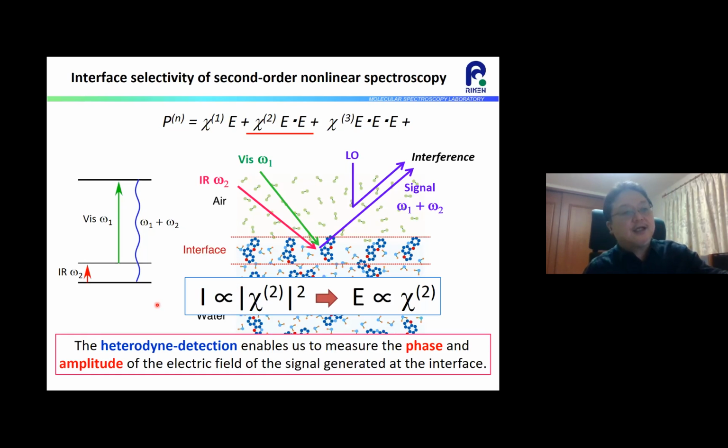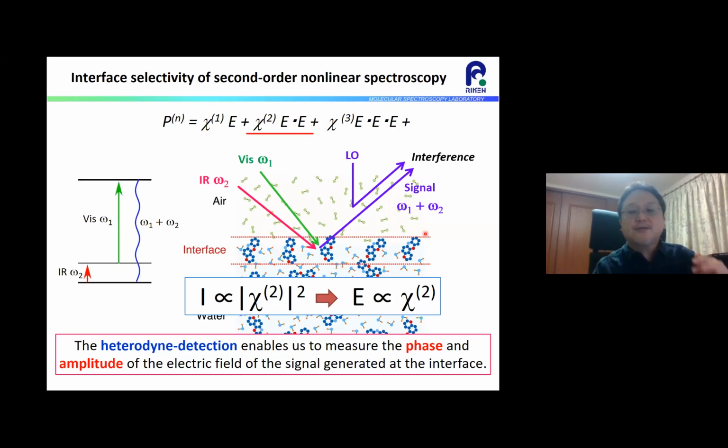The reason is that ordinary second order sum frequency spectroscopy observes the intensity of the sum frequency signal directly. The molecular response, with susceptibility which we call chi2, is proportional to the electric field, not the intensity. The intensity signal is proportional to the square of the susceptibility, meaning that what we observe is the spectrum of chi2 squared. So we lose a lot of information, and the spectrum is distorted.